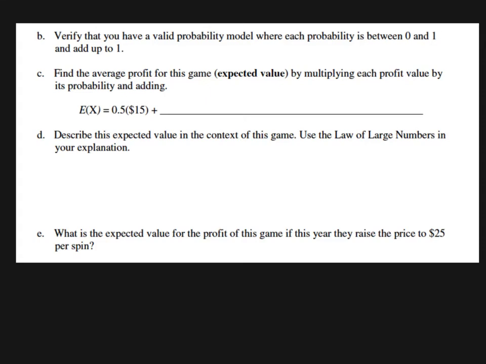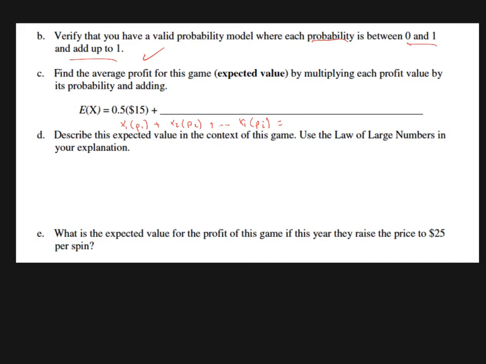As you can see, I've already kind of talked my way through B, so I just put a little check there that I have verified that the probability model is in good standing. Each probability is between 0 and 1, and they all add up to 1. All right, now we're going to find the average profit. So remember, what we're going to do is take each value of x, multiply it by its probability, and add it to the next one until we have done that for all of them. And that will give us our expected value, or our mean.